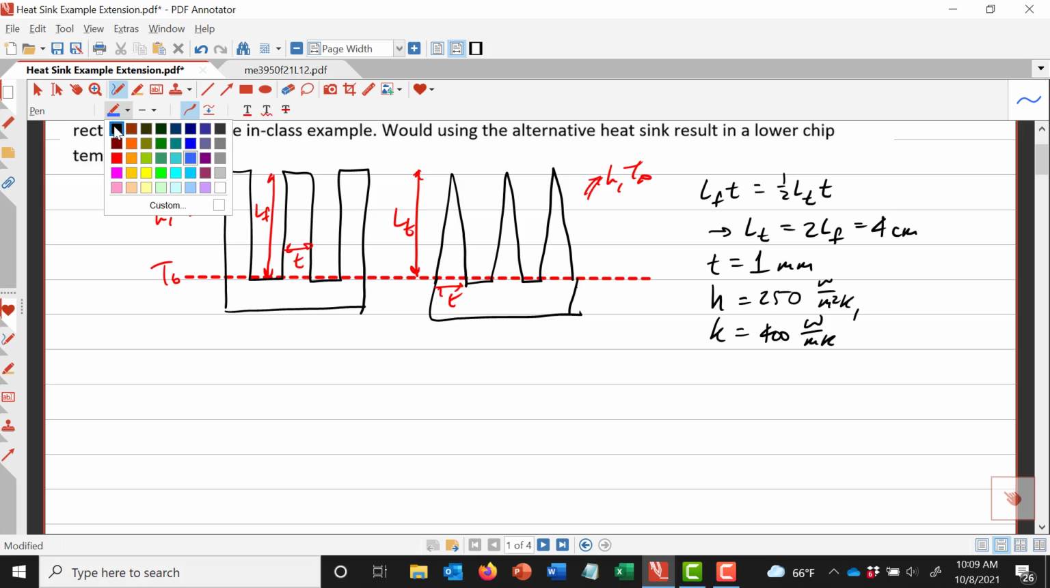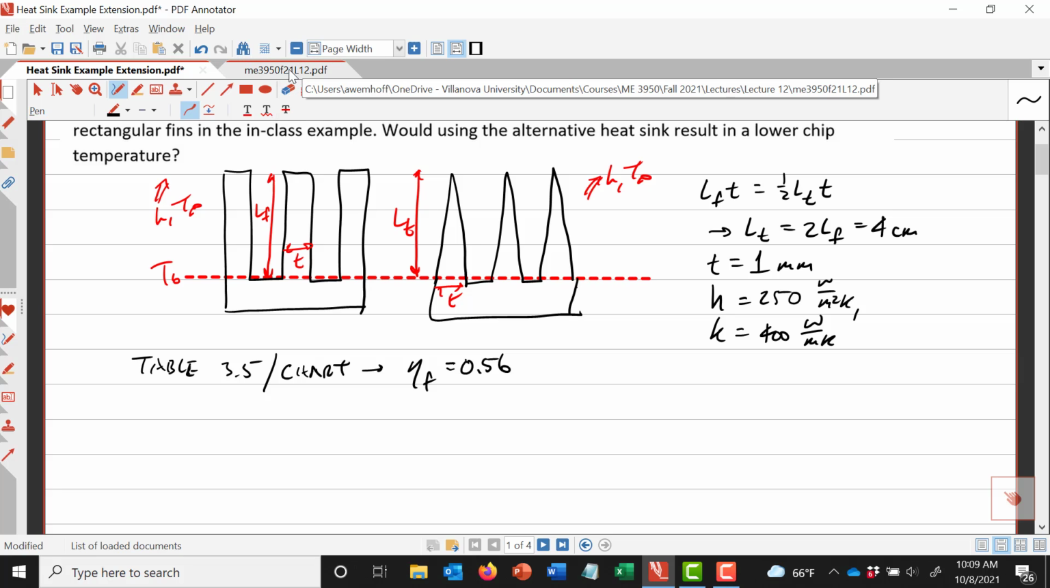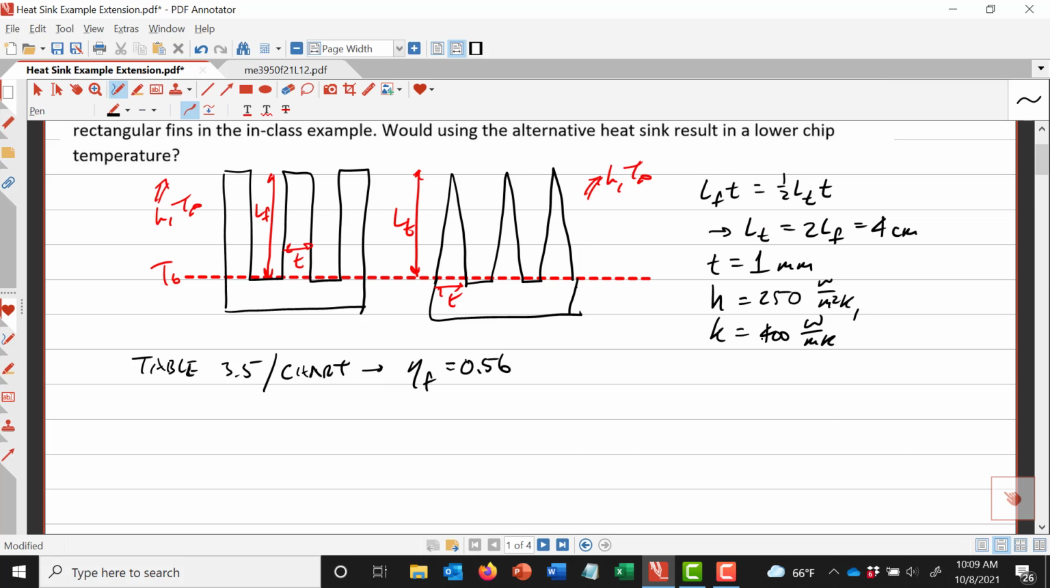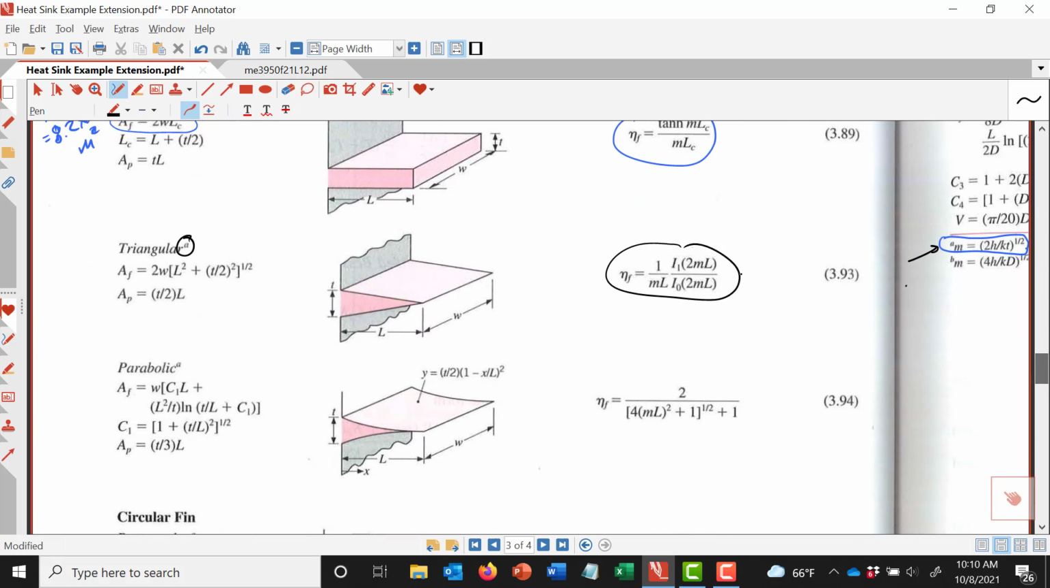So again, going back here, table 3.5 or the charts, what you get is eta sub f is about 0.56. Now, we also need the fin area. So let's go back. Oops, wrong one. Let's go back here. We'll go back to that chart again, or the table 3.5 rather.